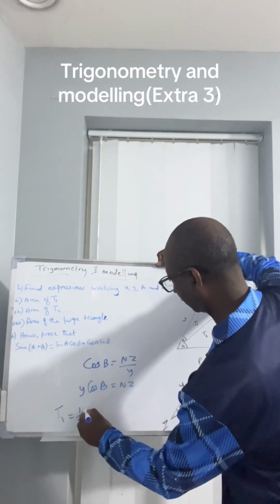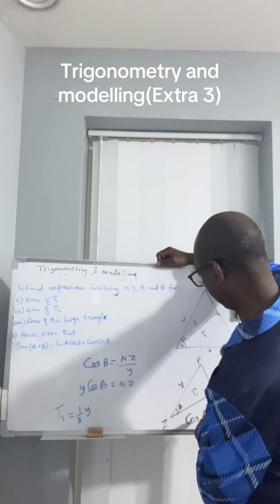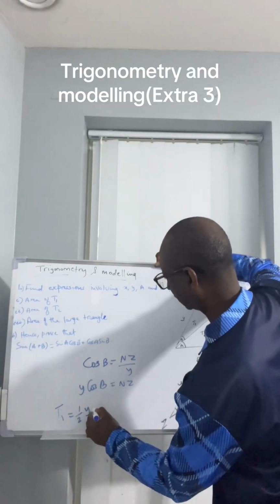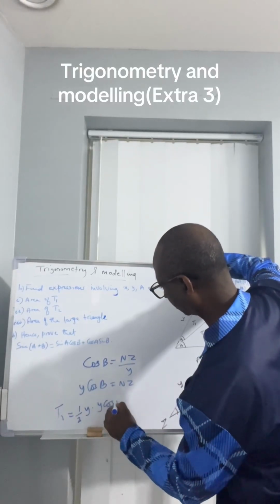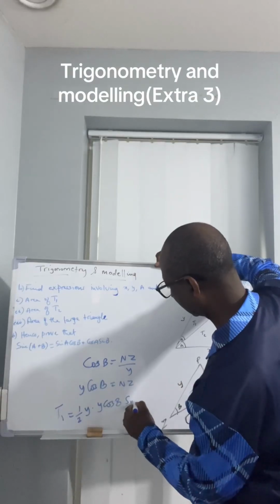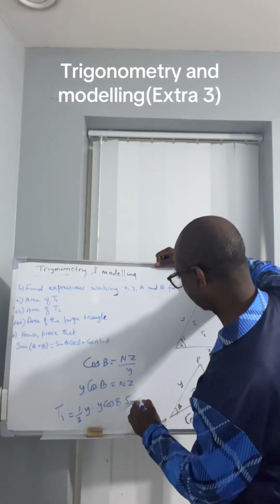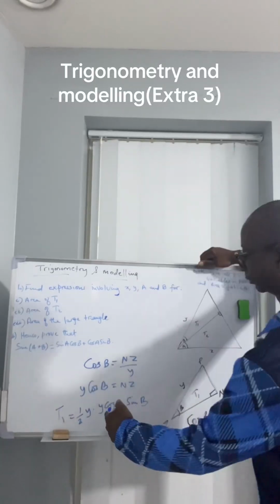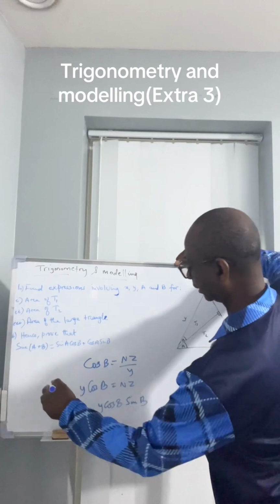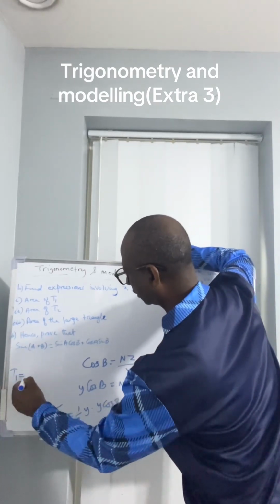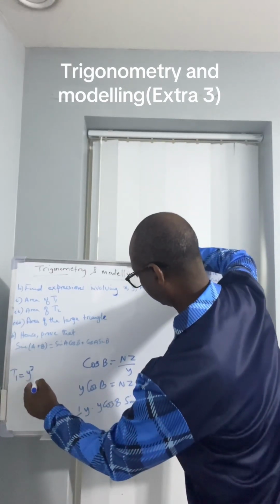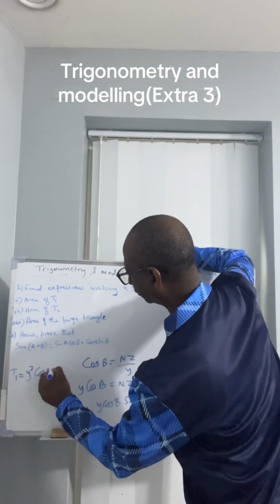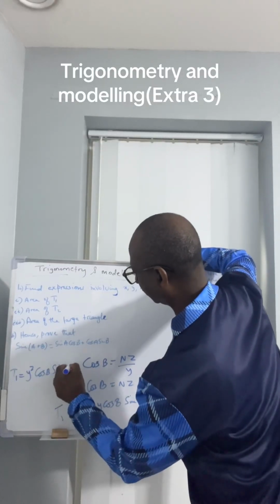If we say Y is our A, and our B is now Y cos B, then the sine of theta, sine of B. So this boils down to Y times Y. This one will give us T1 is equal to Y squared cos B sine B.